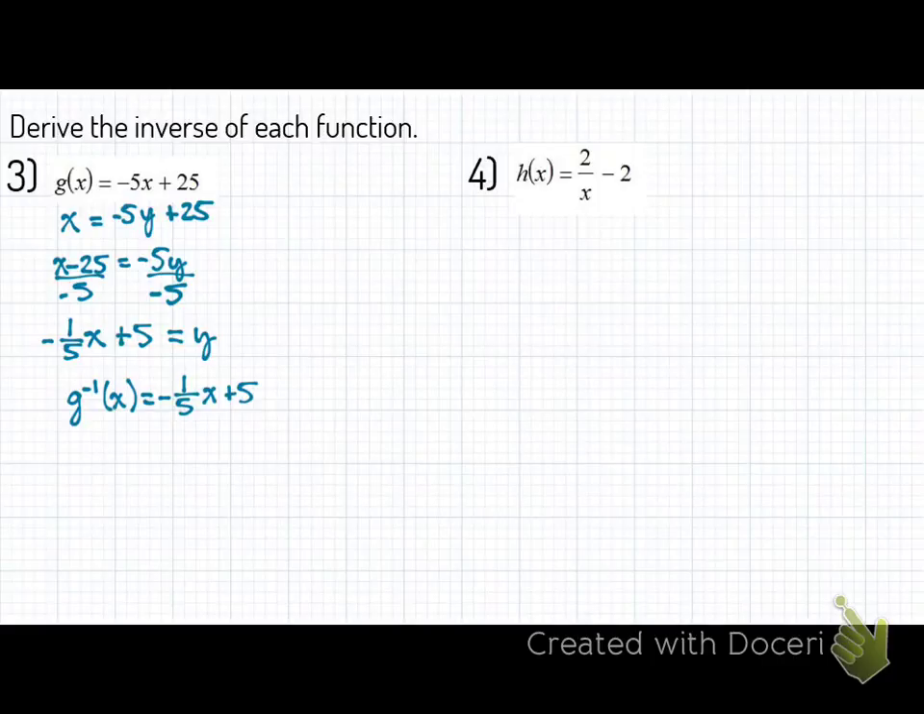The big idea here, though, everyone, is that this is the original function g of x, and when you have g to the negative 1 of x, you're saying this is the inverse of the original. This is also the inverse of this one. It goes both ways.